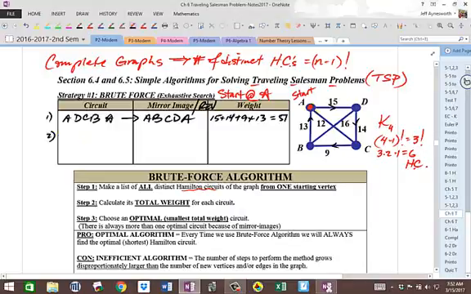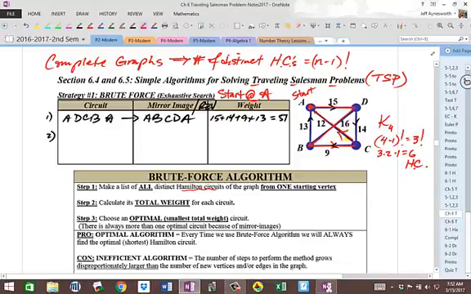Instead of going clockwise, you could go along the diagonals. Let's say we go from A to D down to B. I'll put this one in red. So A, D, and then across to B, and then over to C this way, and then back to A.